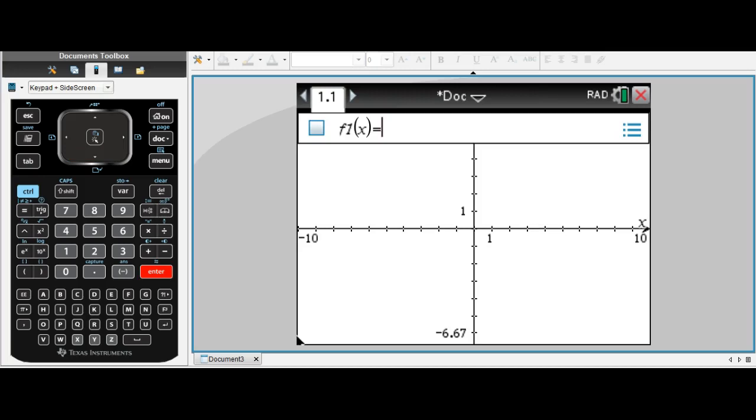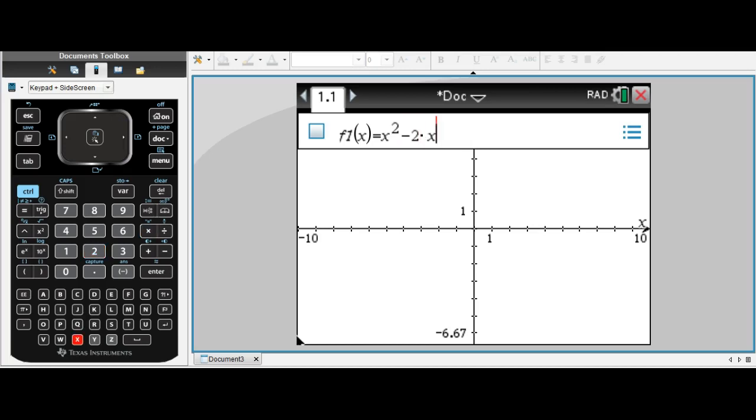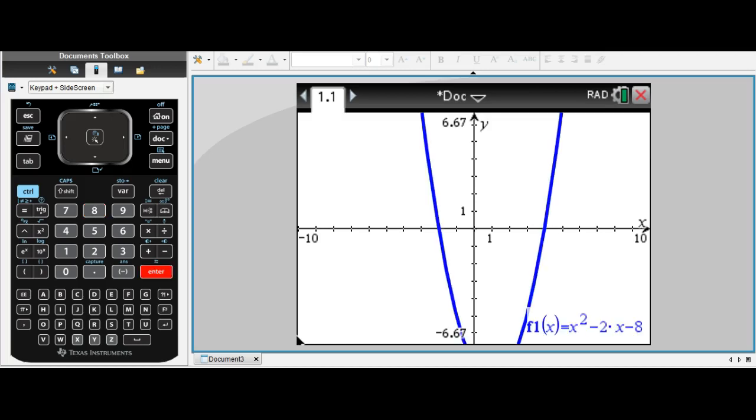Now for our example today, we are going to have a look at a quadratic function with the rule x squared minus 2 times x take away 8. Press enter and you should see the quadratic function being sketched on your calculator.